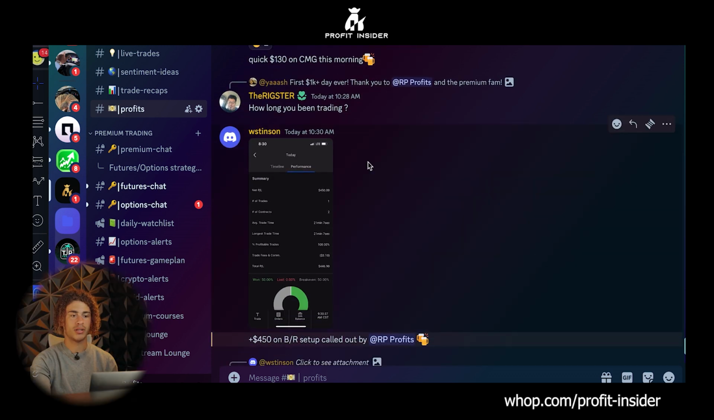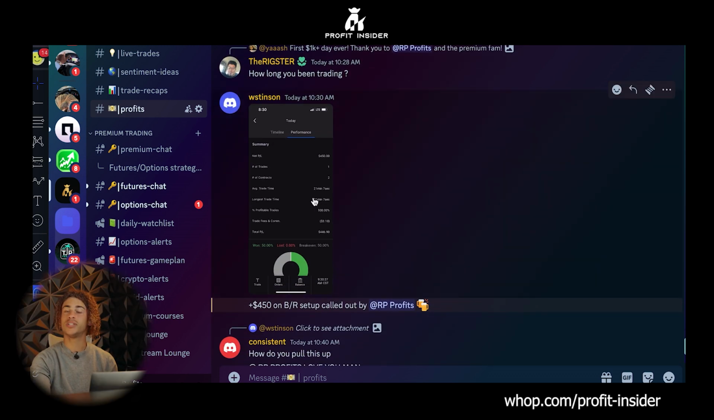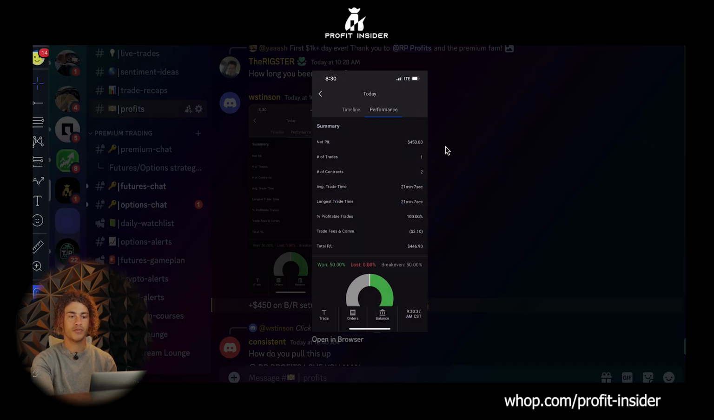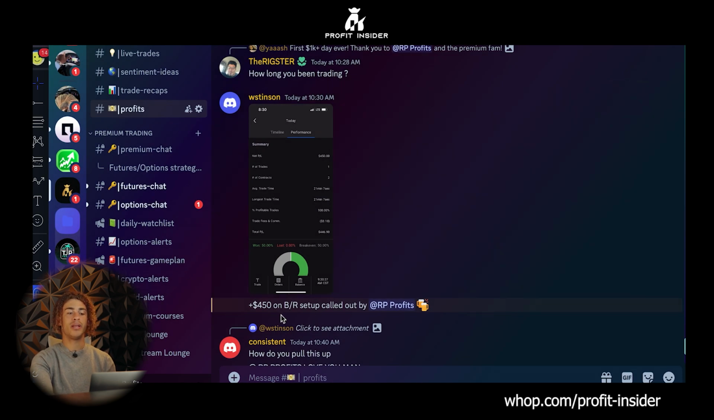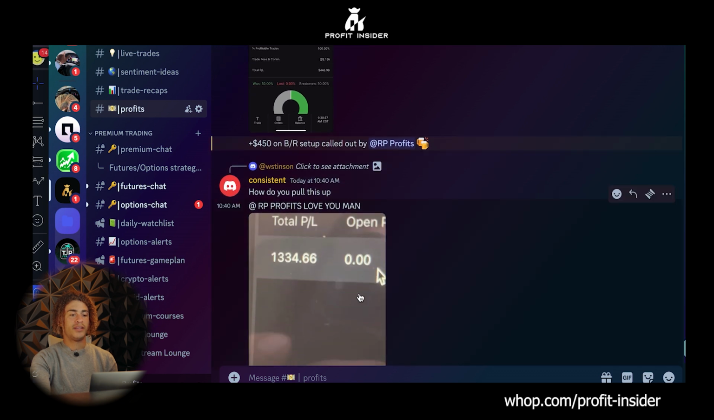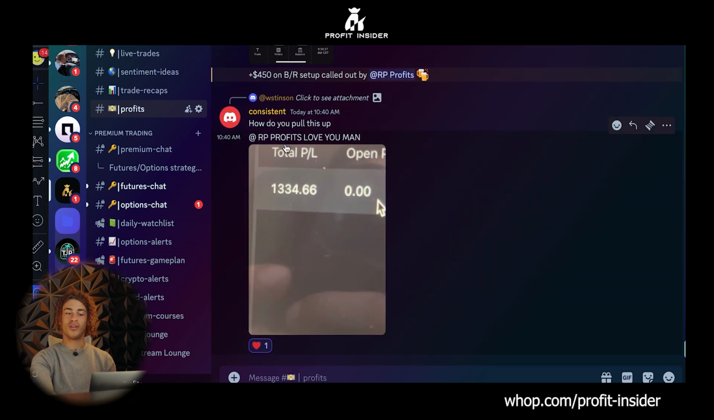And then people are making money on options. My man Winston made $450 on that break and retest setup. You can see right here that he is up $450. And he said he made $450 on the break and retest setup called out by RP Profits, which is me. And then my man Consistent made $1,300 off the break and retest setup. That's awesome. He was on the live stream with me. He got in that trade exactly when I did.